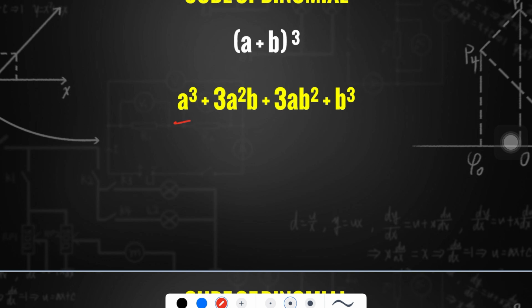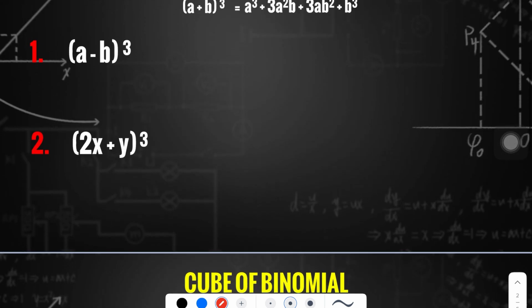So we have the cube of the first term, and then 3 times the square of the first term times the second term, and then 3 times the first term times the square of the second term, and then the cube of the last term. So it's represented by a cubed plus 3a squared b plus 3ab squared plus b cubed. Let's go to some examples. Let's have the first one.